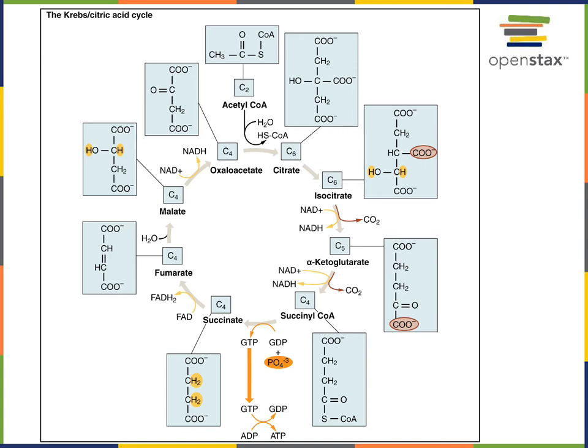The seventh step of the citric acid cycle, which is catalyzed by the enzyme fumarase, converts fumarate to malate. Then the eighth and final step of the citric acid cycle, where malate dehydrogenase catalyzes the oxidation of malate, forming oxaloacetate and transferring electrons to NAD+, forming another NADH molecule.